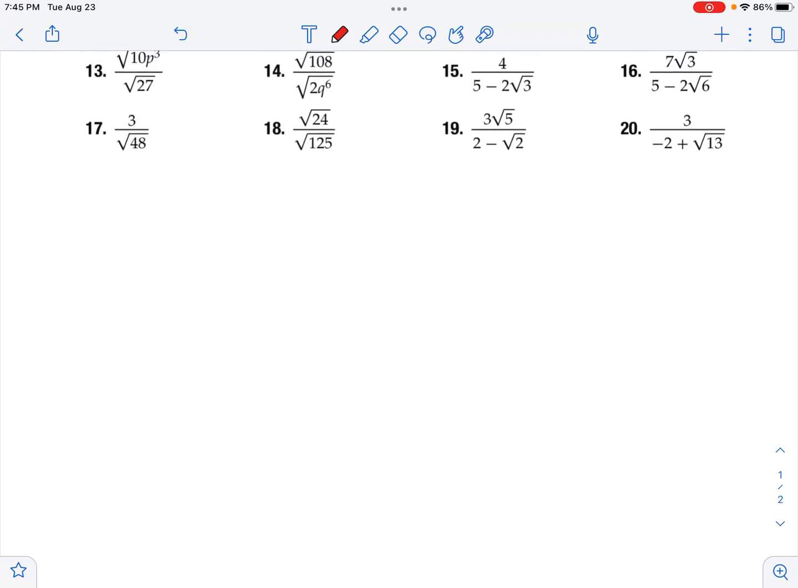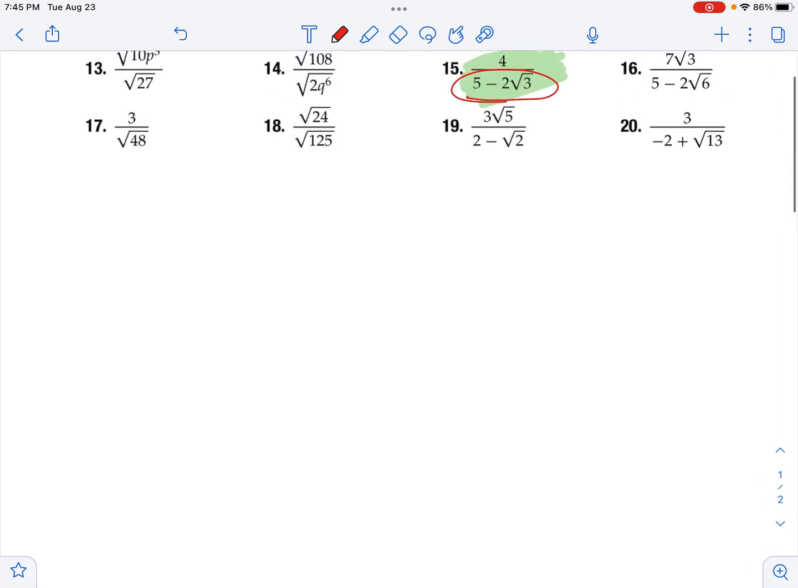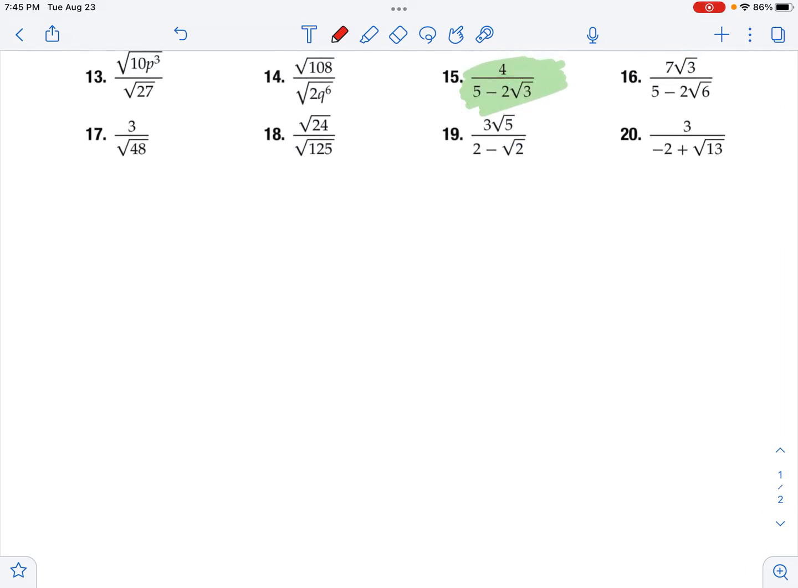On this video, we'll talk about how to simplify a radical rational expression when you have to use a complex conjugate pair or a regular conjugate pair. In this case, we're going to do just regular conjugate pairs. So for example, on number 15, I've got 4 over 5 minus 2 root 3.